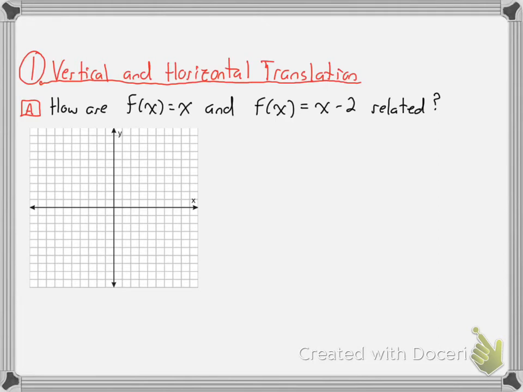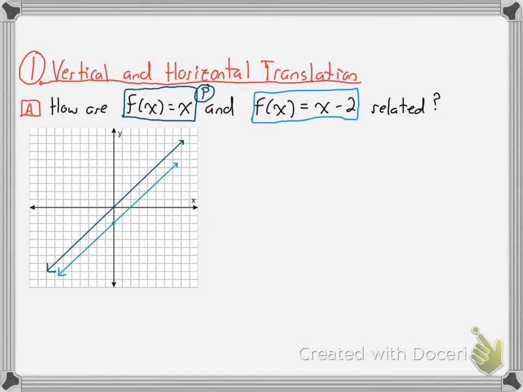How is f of x equals x, parent function for linear equations, and f of x equals x minus 2 related? So f of x equals x is our parent function, most basic linear equation you can have, goes through the origin, slope of 1. If I graph f of x equals x minus 2, that means I'm in slope-intercept form. I start at negative 2, go up 1 over 1. Now let's compare from the parent to our new function. It looks like I just shifted 2 units down. So that would be the transformation there. I shifted 2 units down going from my parent function.